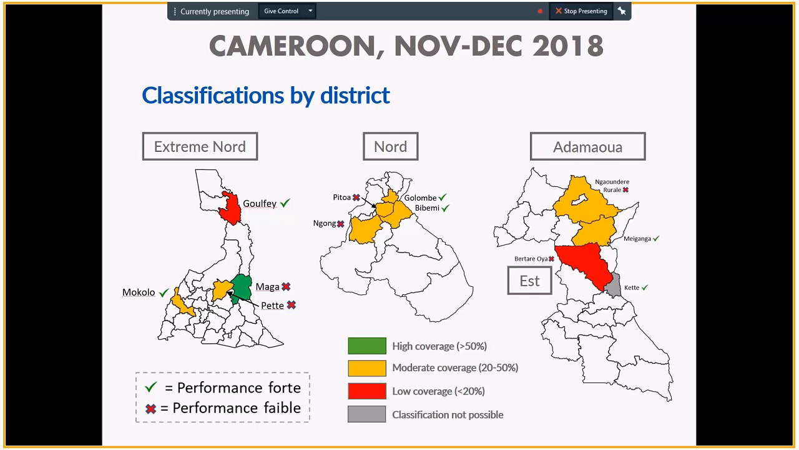We found one classified as a high coverage district, and the rest were between 20 and 50. But overall, across the 12 districts, we found the coverage was about 30%. So 3 out of 10 children accessing treatment. A pretty low level of coverage.